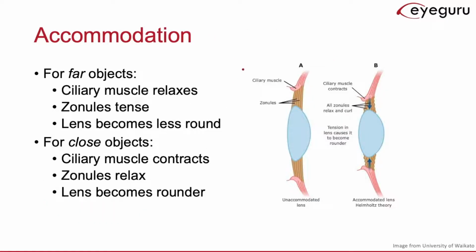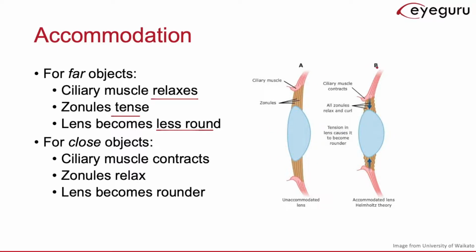Here's a diagram showing how the ciliary muscle, zonules, and lens all interact to allow for accommodation. Just to review, accommodation is the process by which the eye focuses to see near objects. Normally for distance vision, the ciliary muscle is relaxed. There is a lot of tension in the zonules, and that keeps the lens nice and flat, and we can see that here in diagram A.